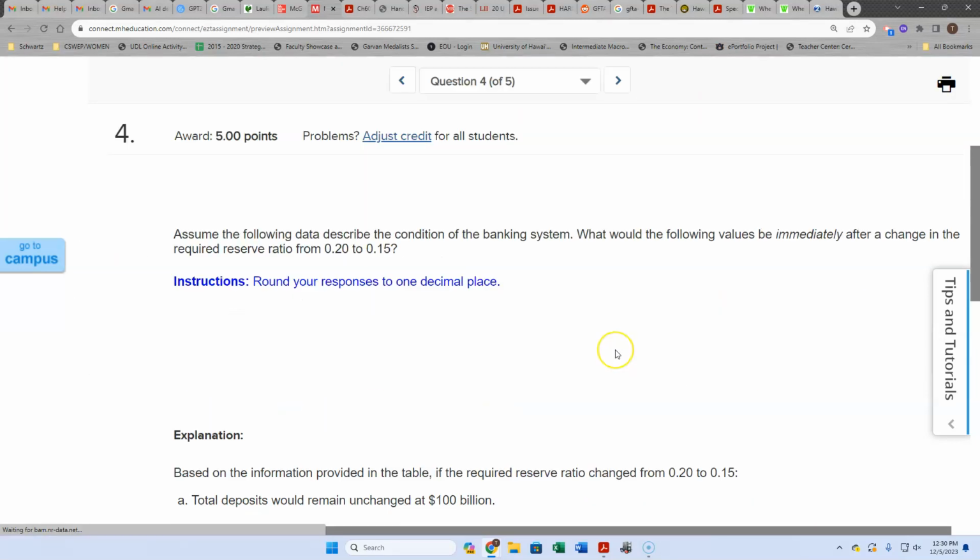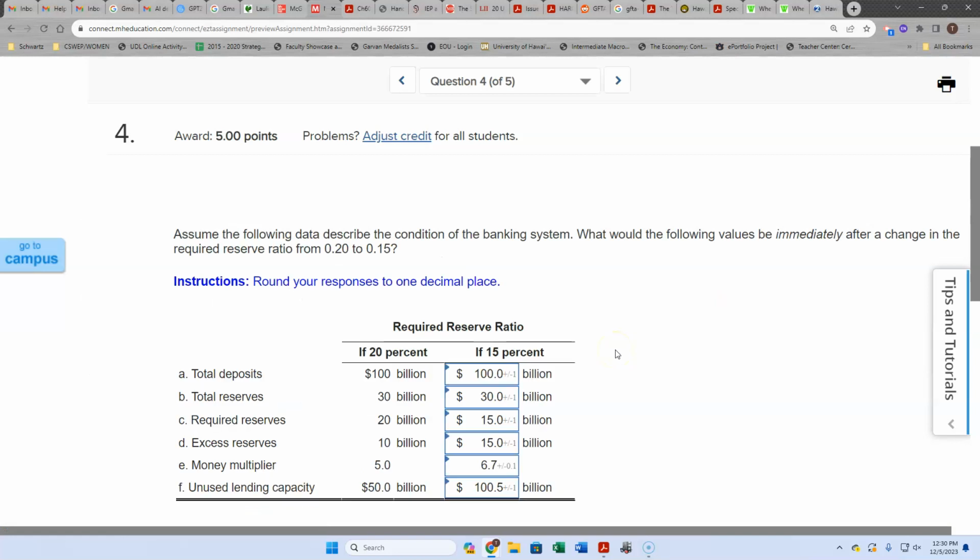Okay. And then in number 4, we're doing another banking system problem. If I change the required reserve ratio from 0.2 to 0.15, the total deposits aren't going to change at all. The total reserves aren't going to change at all. But the required reserves are going to go down from 20 billion, which is 20% of the 100 billion, down to 15 billion, because now we're at a 15% required reserve ratio.